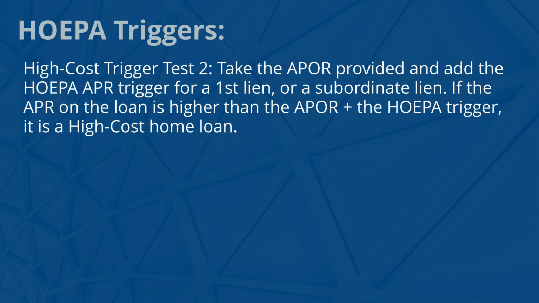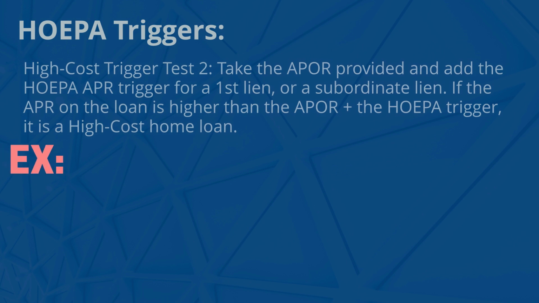High-cost trigger test 2. Take the APOR provided and add the HOEPA APR trigger for a first lien or a subordinate lien. If the APR on the loan is higher than the APOR plus the HOEPA trigger, it is a high-cost home loan. Let's do an example.